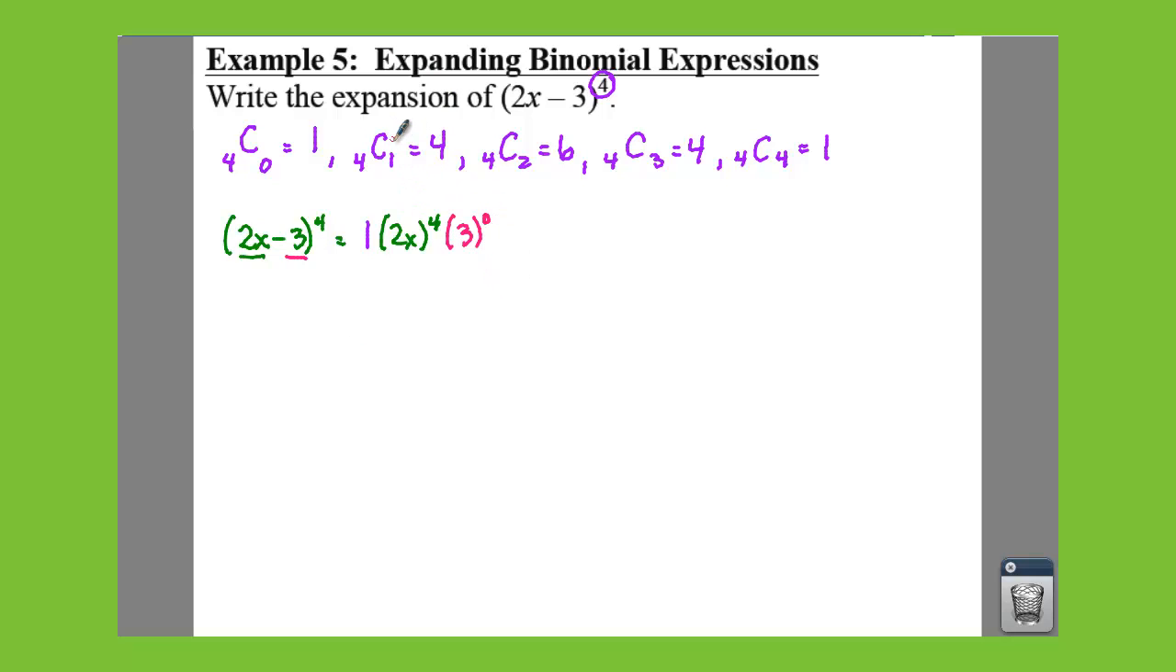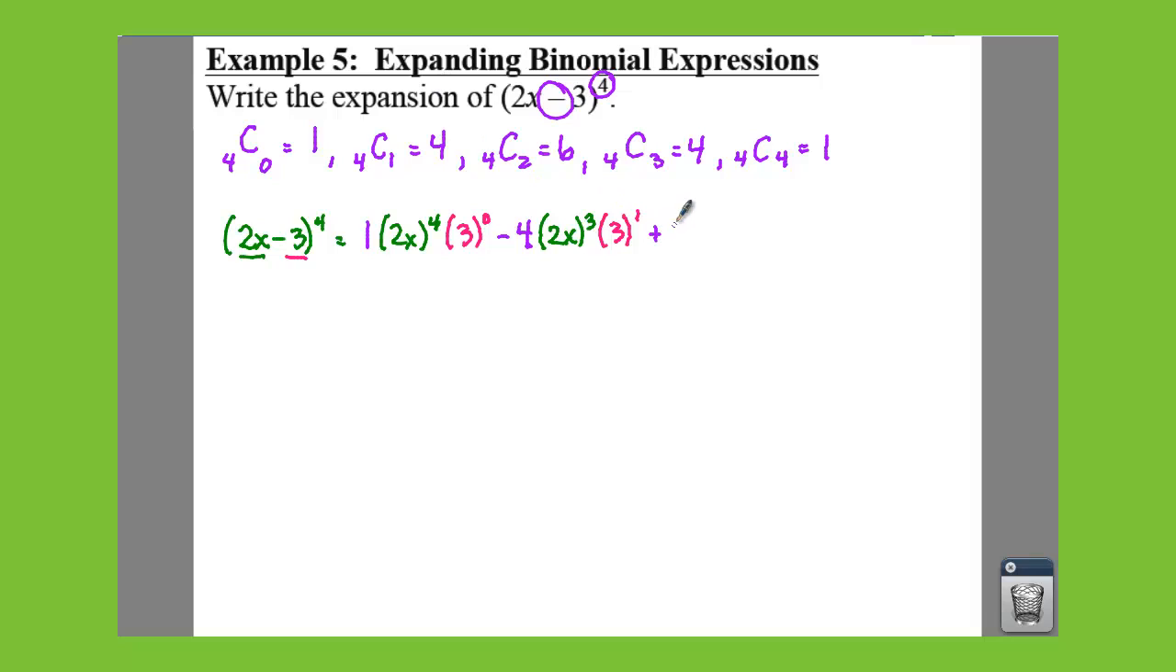Now, if you want, always try going through and simplifying this problem to see if you get the same thing I get in the end. Notice our terms are going to alternate, so we're going to put a negative 4, that's your coefficient, and we have a 2x to the 3rd, and a 3 now to the 1st.